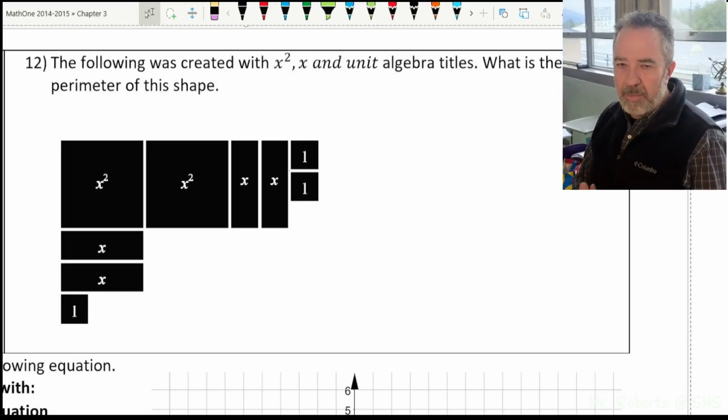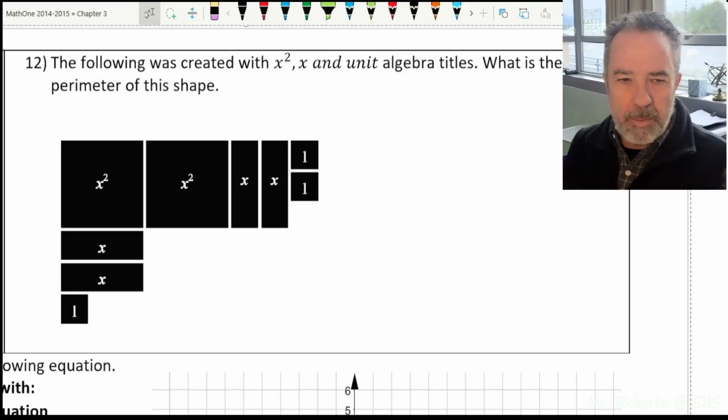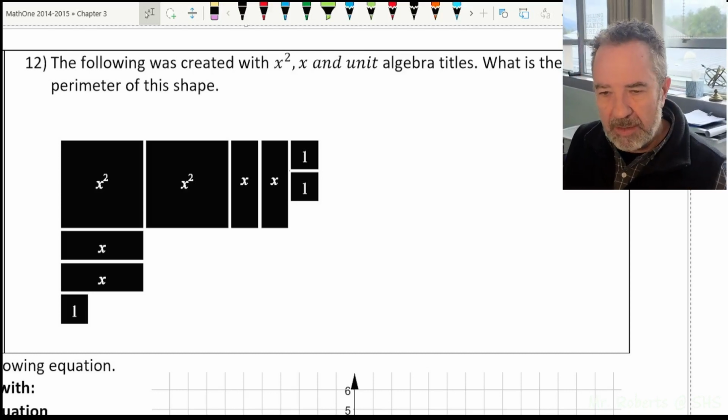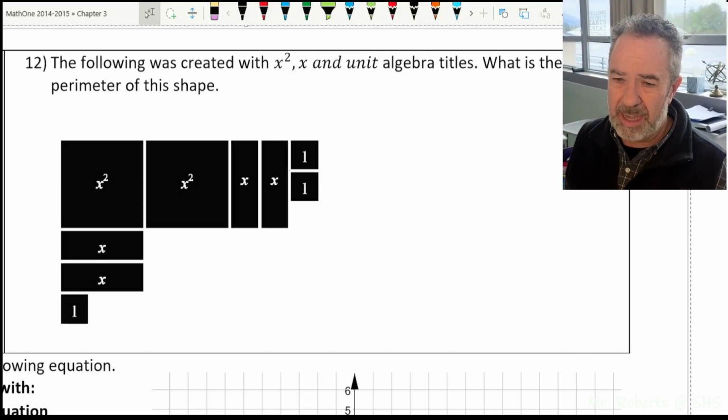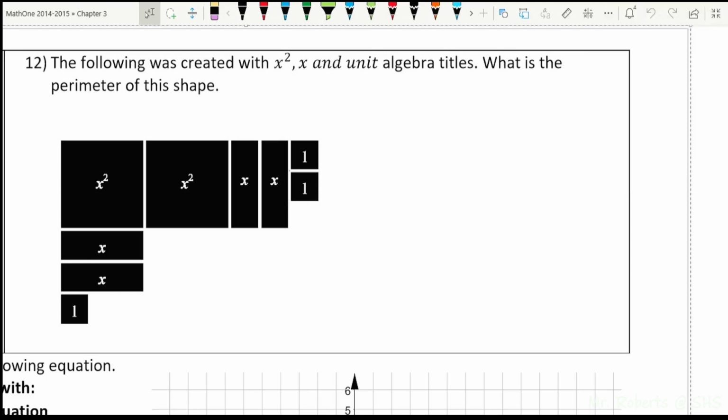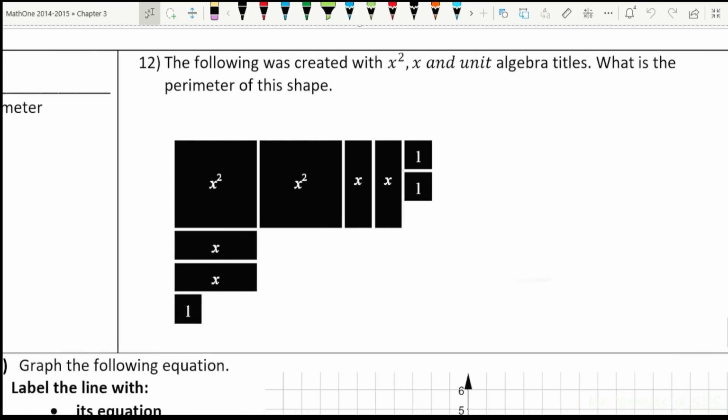Okay, let's wrap this up. We are on the last page. The first question on the last page has a collection of algebra tiles, and it says the following figure was created with x squared, x, and unit algebra tiles. What is the perimeter of this shape?